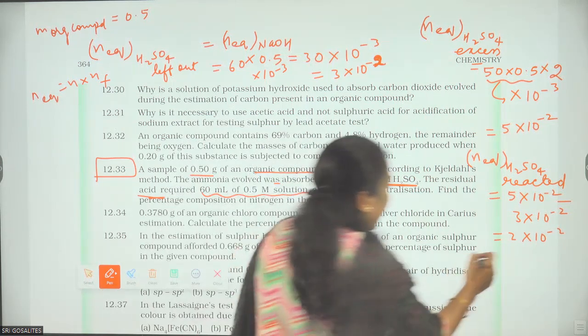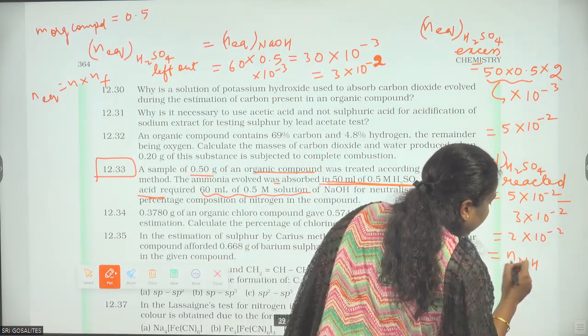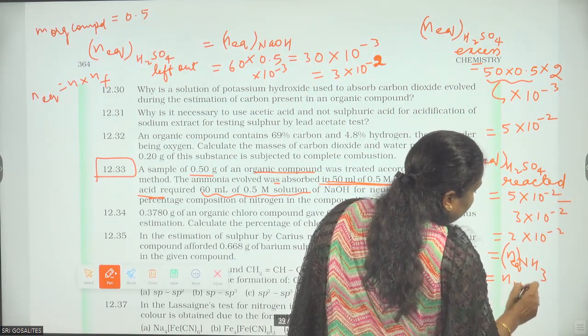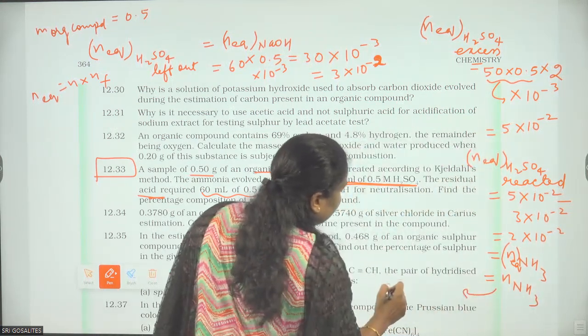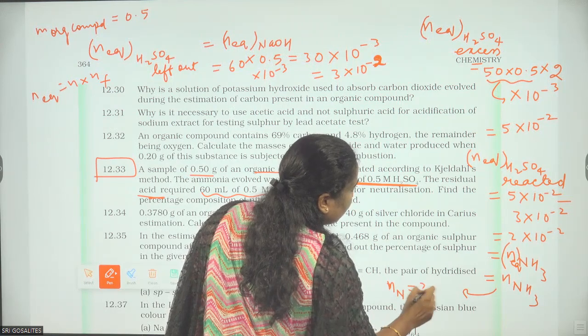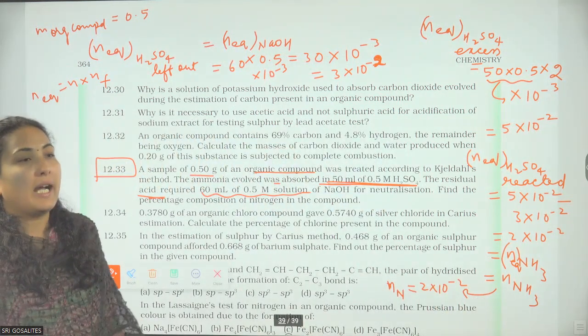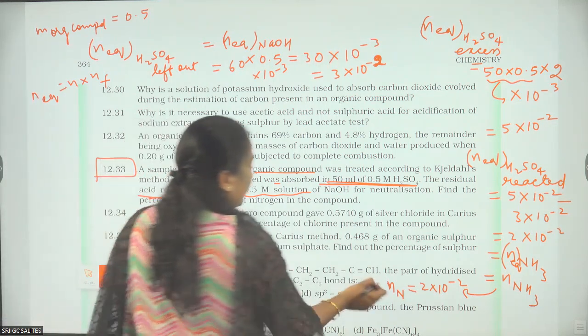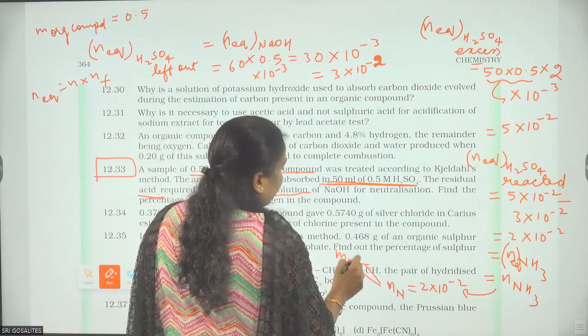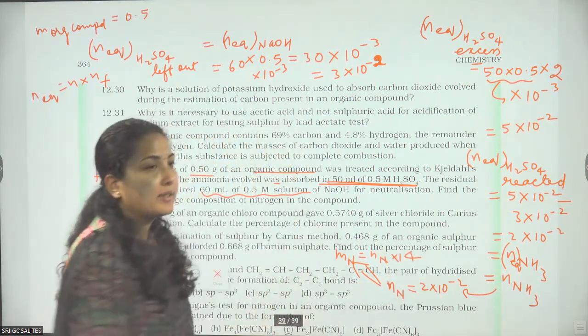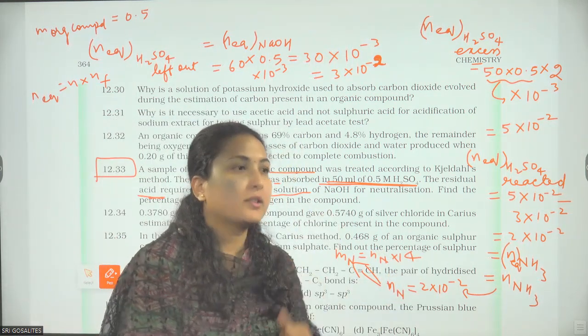So did you get the number of equivalents of ammonia that reacted? From that, did you get the number of moles of ammonia? And can I say this is only the number of moles of nitrogen, which is ultimately 2 into 10 raised to minus 2? I got the number of moles of nitrogen. All I need to do is find the mass of nitrogen, and that will be the number of moles of nitrogen into 14. And here also you'll be getting the same answer as in the solved example.